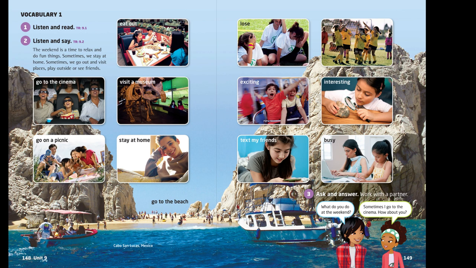Lose. I don't like it when we lose games. Win. My football team always wins. Exciting. This is so exciting. Let's do it again. Interesting. This is really interesting. Look. Text my friends. I text my friends at the weekend. Busy. I am very busy today. I've got lots of things to do.